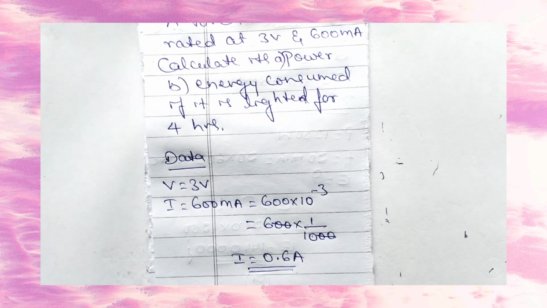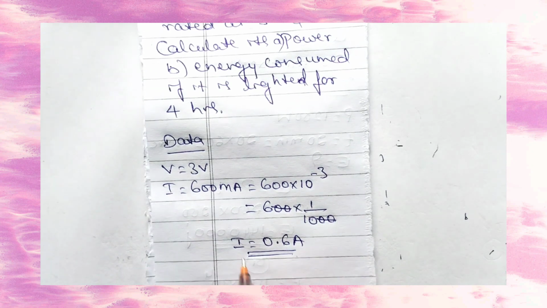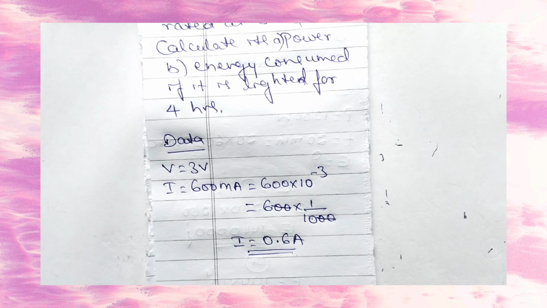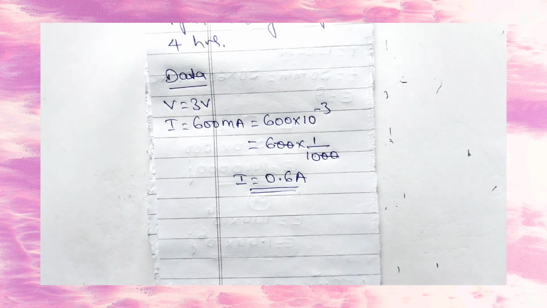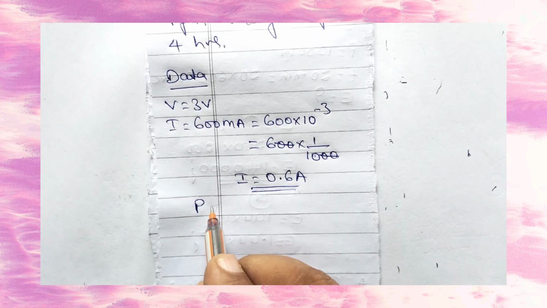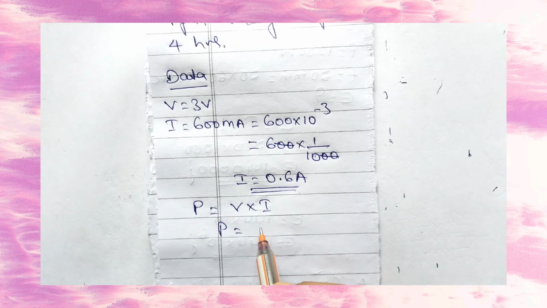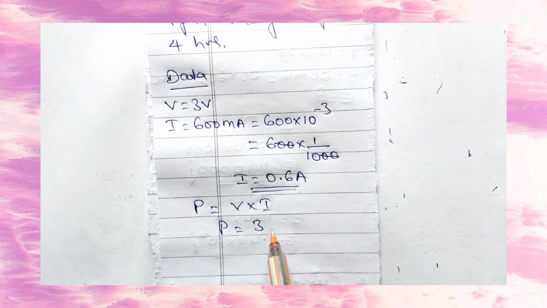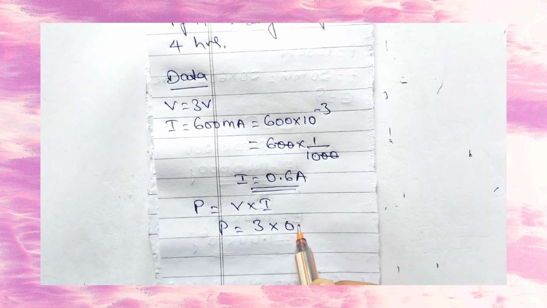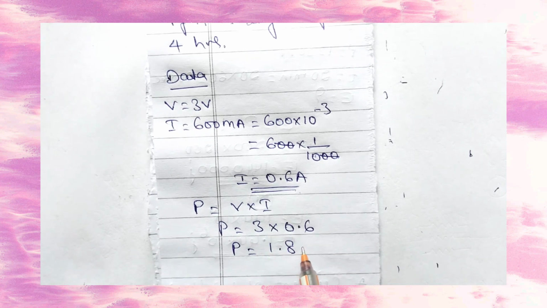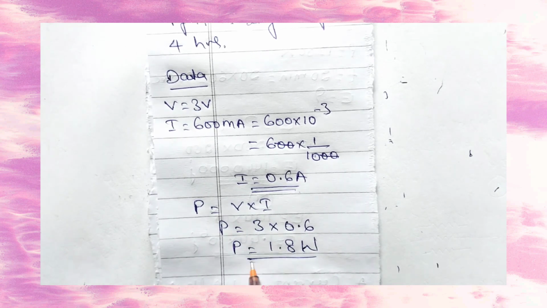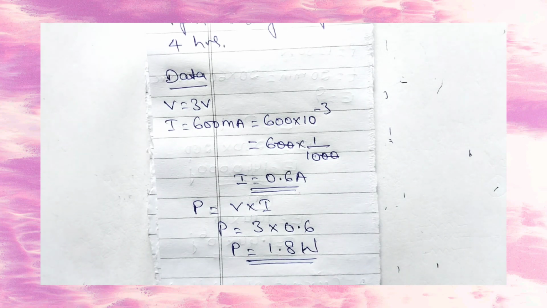So now let us calculate the power first. If you want to calculate the power, P is equal to V into I. So power is equal to V is 3 volts into I is 0.6. So power is equal to 3 6s are 18, then 1.8 watt. So 1.8 watt is the power of the torch bulb.